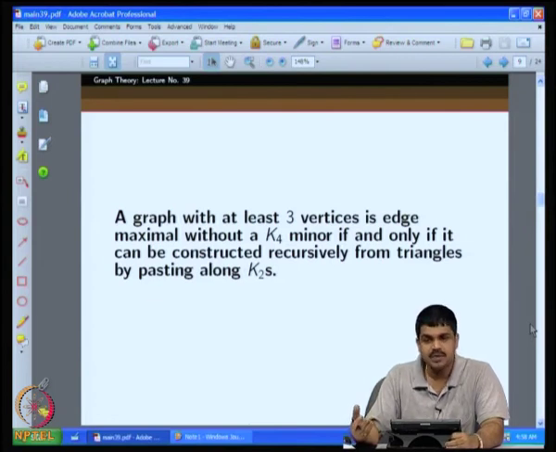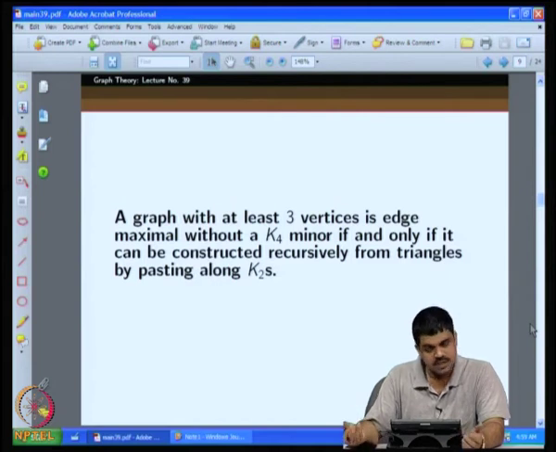What do I mean by that? I keep adding edges in such a way that there is still no K_4 minor. We come to a saturated situation, namely adding any more edge will introduce a K_4 minor. We say that it is an edge maximal graph with the property that there is no K_4 minor. So, it is enough to show that this kind of graph can be colored using 3 colors.